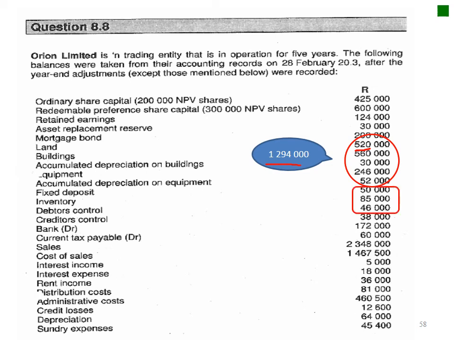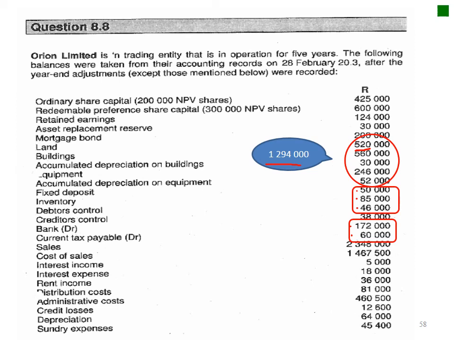Then you'll see here's your financial asset, 50,000, that's the fixed deposit. Here's your inventory amount, 85,000, and your debtors control amount, 46,000. And finally, here's your bank amount, where you had 172,000. And remember, we've already taken account of this current tax payable. That was the prepayment of tax, and we deducted from that the actual tax that was due, which left us with the amount of the tax that was prepaid.